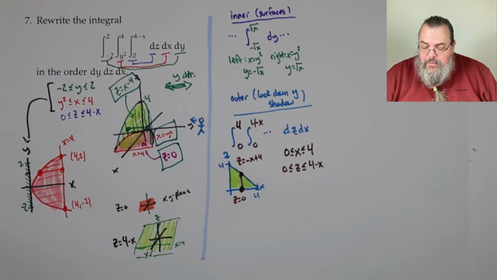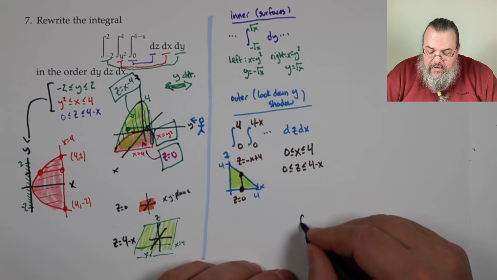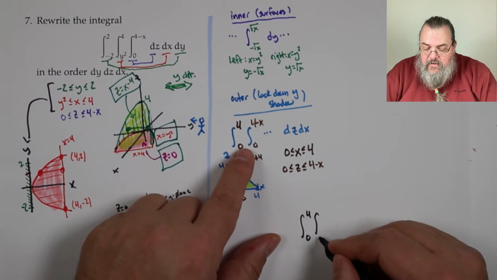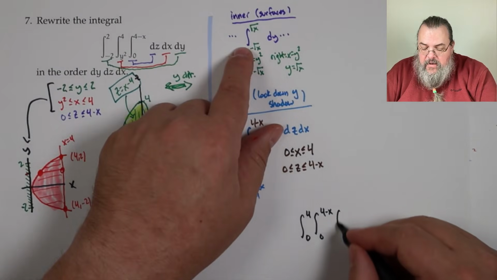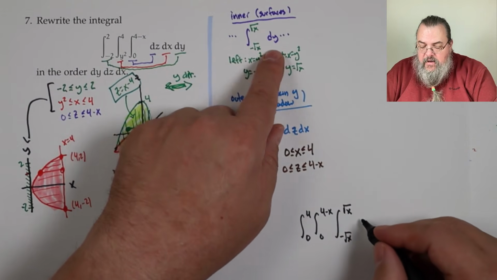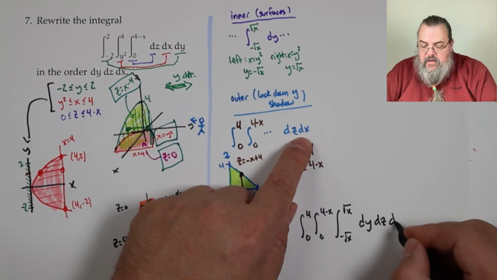And now we can put it all together, and we say, all right, our integral is going to be 0 to 4, 0 to 4 minus X, minus root X to plus root X of dy, dz, dx.